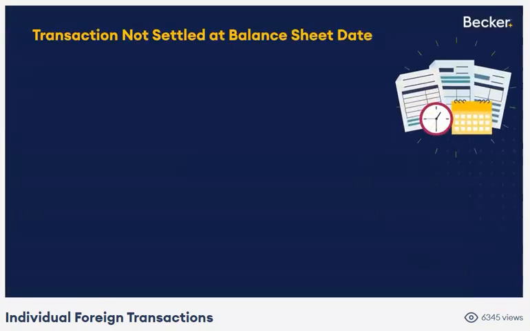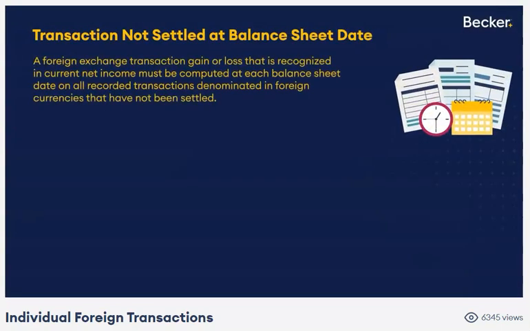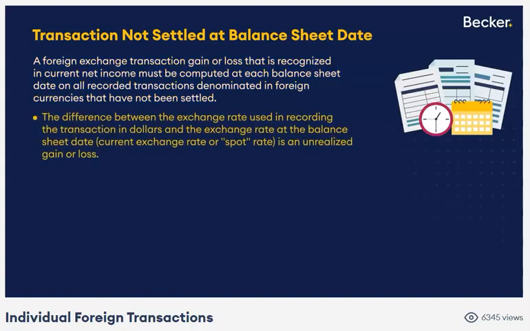Okay. What if the transaction happens, let's say, in November, and it's not settled by December 31st? Well, if it's not settled by the balance sheet date, and the exchange rate changes between the date of the transaction and the balance sheet date, well, then we're going to have to record a change in the value of that account payable or account receivable, and a corresponding gain or loss. But since we haven't settled the transaction yet, that's going to be an unrecognized gain or loss.